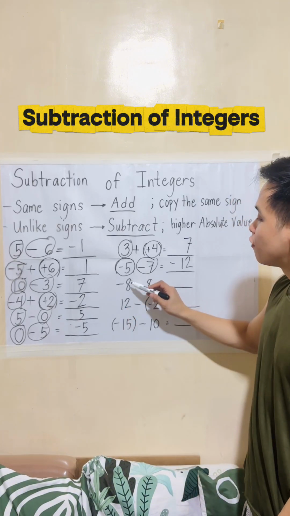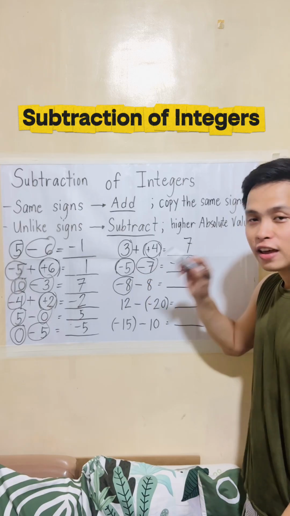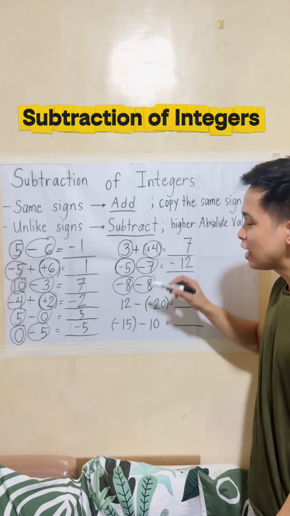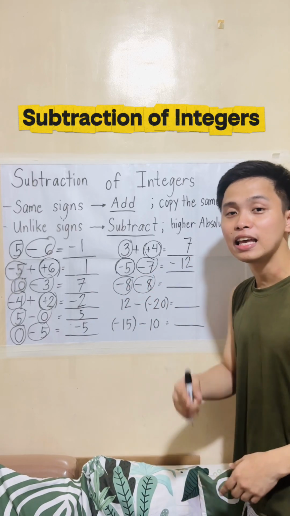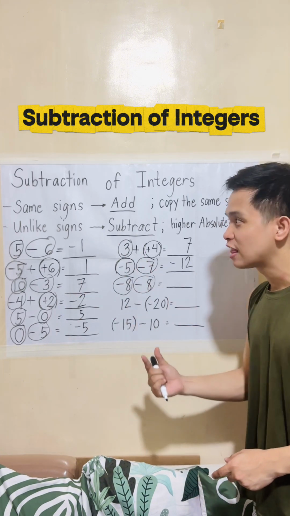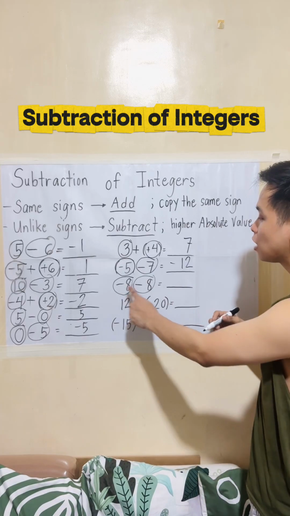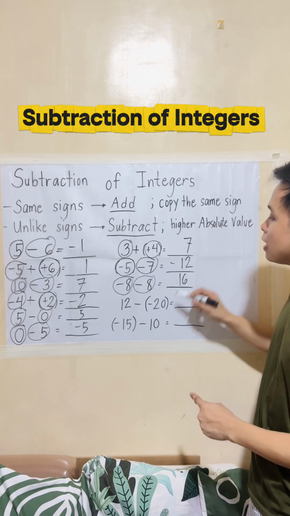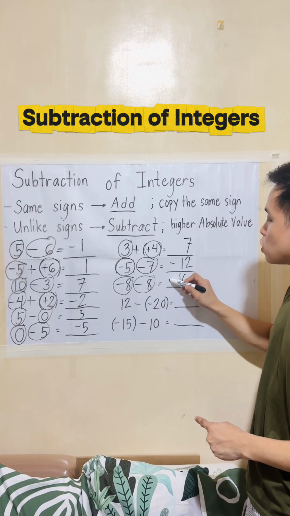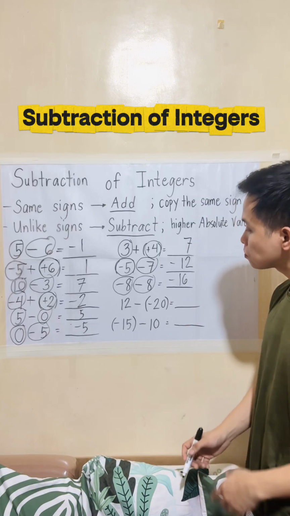Next, we have negative 8 minus 8. So we have negative 8 and negative 8. Adding them, like in the concept of addition, negative and negative, same signs, we add the numbers. 8 plus 8 is 16. Negative, negative will result to negative. We just copy the sign, the common sign.